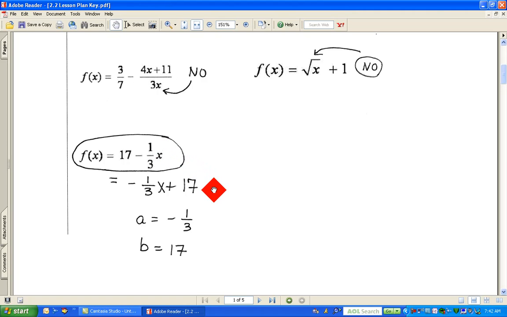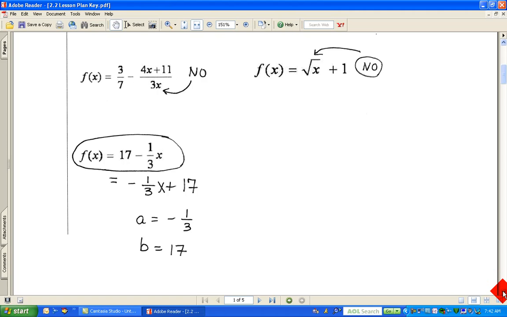So we put it in the correct order by writing -1/3 x in the front and the plus 17 in the back. Therefore, the slope of this line, which we write as a, is equal to the number in front of the x. That's our leading coefficient, and that's -1/3. And b, which really represents the y-intercept, is the number in the back.